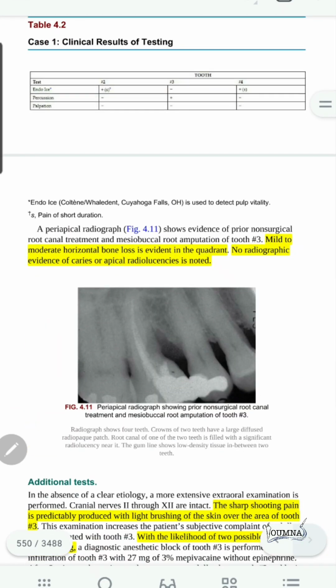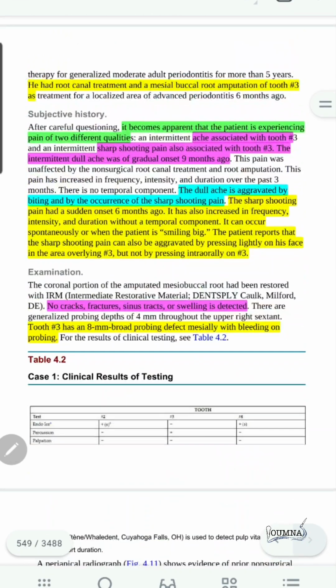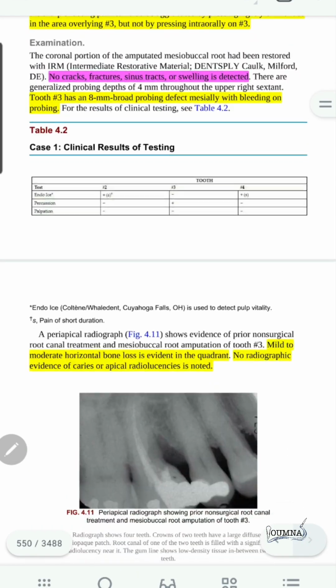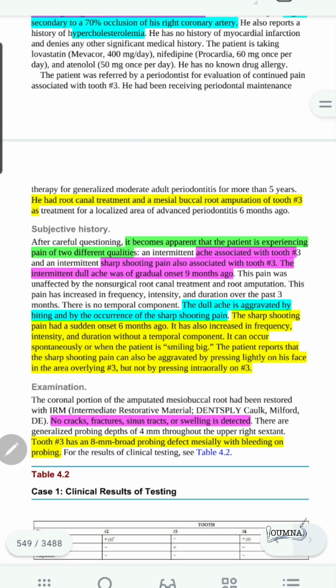This is the periapical radiograph showing prior non-surgical root canal treatment and root amputation, with a deep pocket that was measured at 8 millimeters deep, and it has horizontal bone loss. It is usually associated with this age, for some people, not for all.